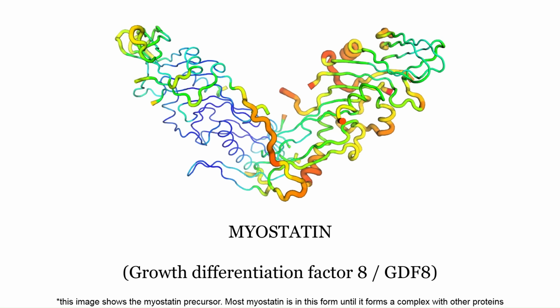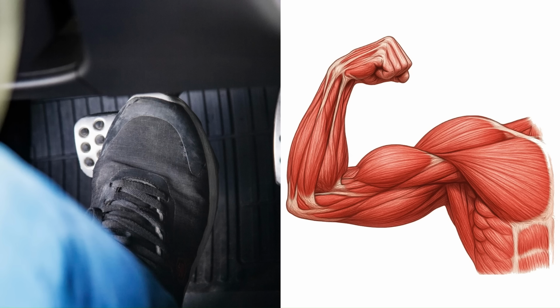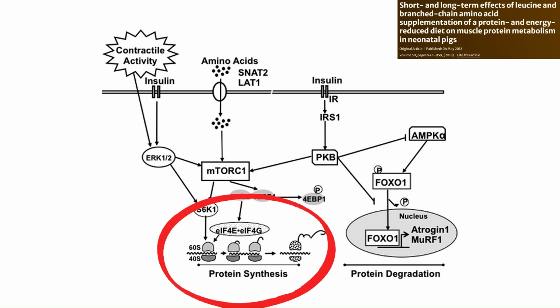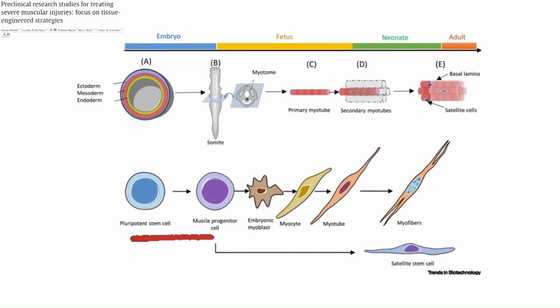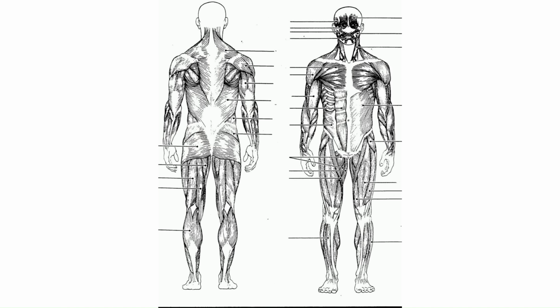Myostatin is the biggest killer of your gains. Myostatin is a protein that's made in your skeletal muscle, and it's basically like a brake that slows down muscle growth. It tells your muscle fibers to slow down protein synthesis, and it reduces the generation of new muscle fibers. Its job is basically to keep muscle size within a certain range, to stop your muscles from getting too big.